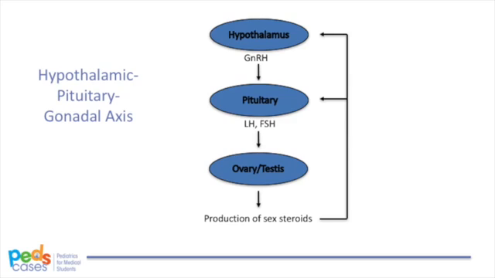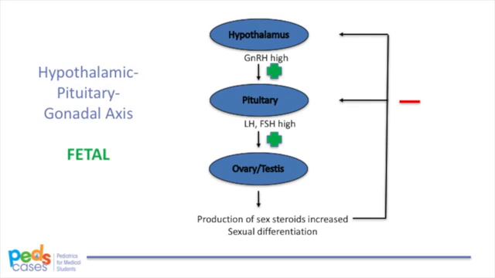Once arrived, GnRH stimulates the gonadotropin-producing cells of the anterior pituitary to release LH and FSH hormones into the bloodstream. LH and FSH travel to the gonads, ovaries in females and testes in males, and stimulate the production of sex steroids. The principal sex steroids are estradiol in females and testosterone in males. The sex steroids are able to moderate the release of GnRH from the hypothalamus and gonadotropins from the pituitary through a negative feedback loop.